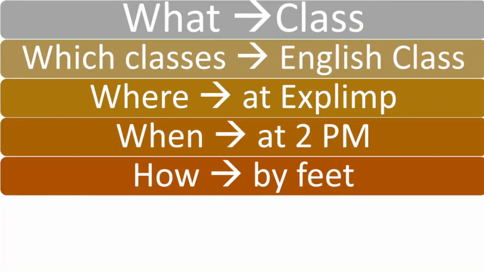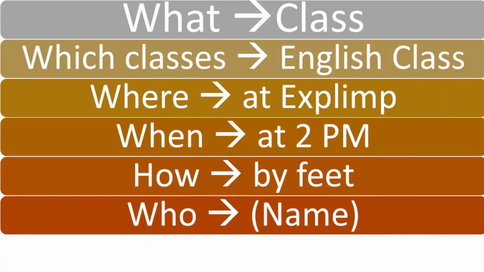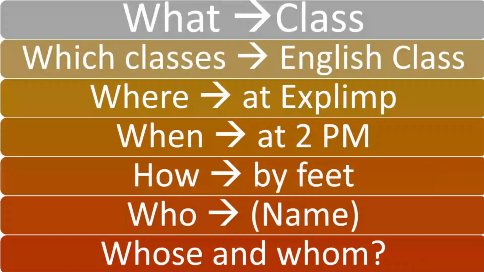Now, we have learned about what, which is class, which class, English class, where, at Explimp, when, at 2 p.m., how, by foot. But the next question is, who? Like, what is the name of that person with whom you might like to visit somewhere or to do something? Or then the next one is whose and whom.